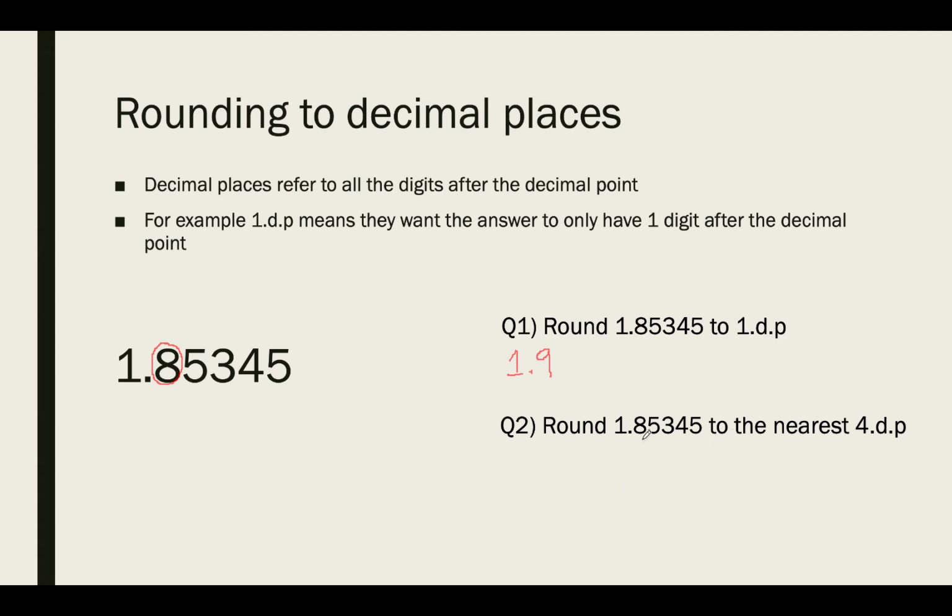Now let's look at the second question. It's asking to the nearest 4 decimal places. So this is our first, second, third, fourth. So this is our 4th decimal place here. Then we look to the right for the decider, which is actually 5. And 5 is equal to or greater than 5. So then we need to add 1 to our number. 1.853. And instead of using 4, we have to add 1 to 4.